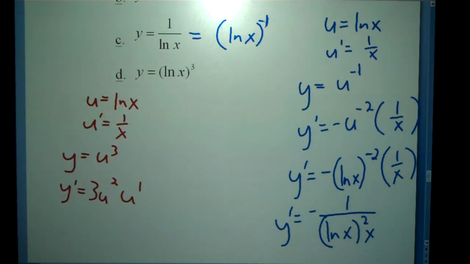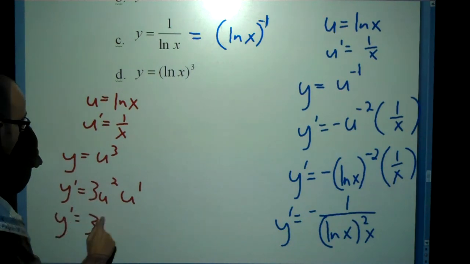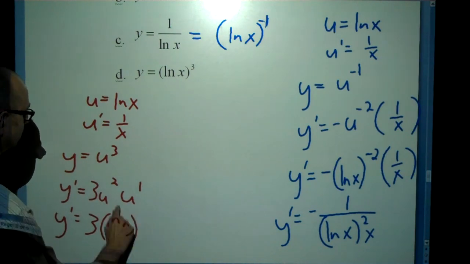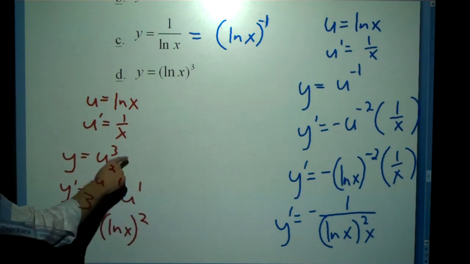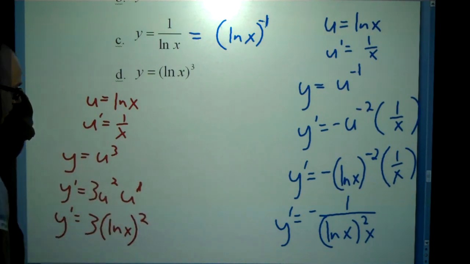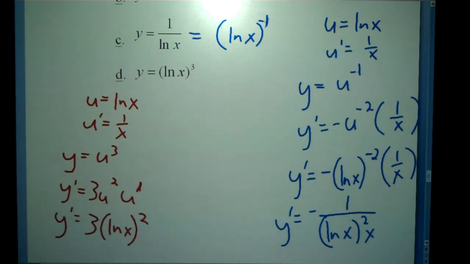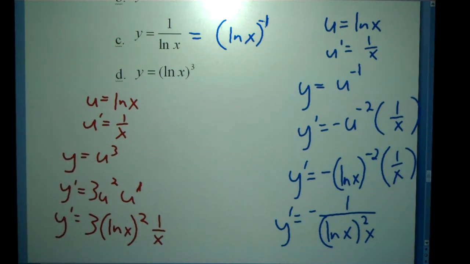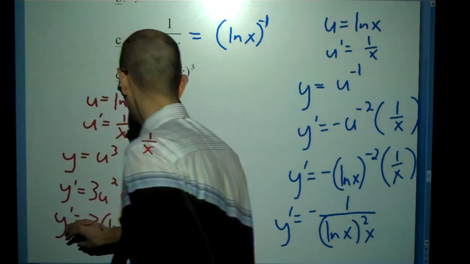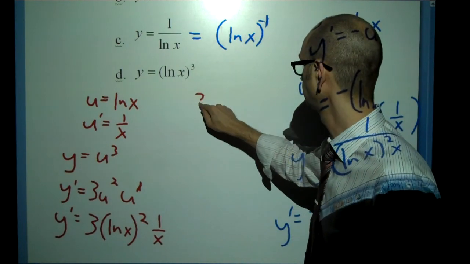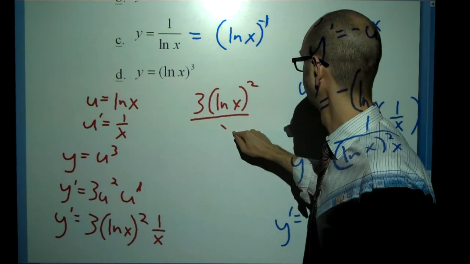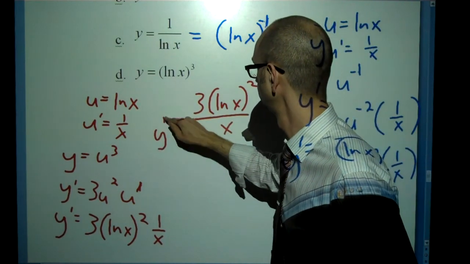So we end up with y prime is equal to 3 times whatever u is, which is the natural log of x, to the second power, times whatever u prime is. Let's make sure that looks like a prime and not a 1, which is 1 over x. And I think we can make this look a little bit better. Let's put all the stuff in the numerator there. So we have 3 natural log of x quantity squared all over x is our derivative.